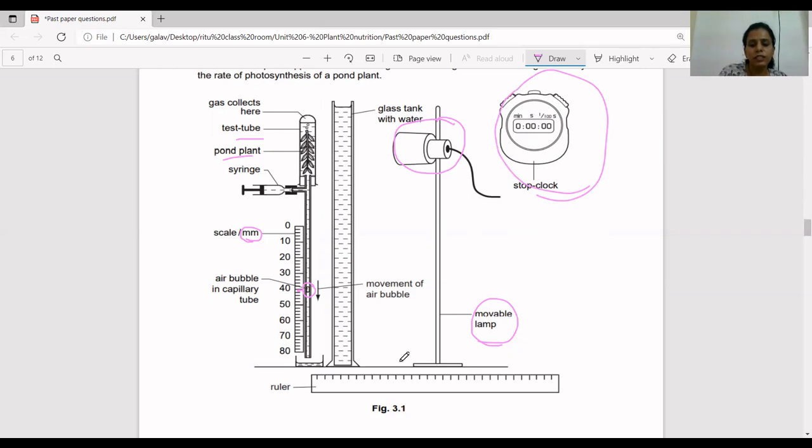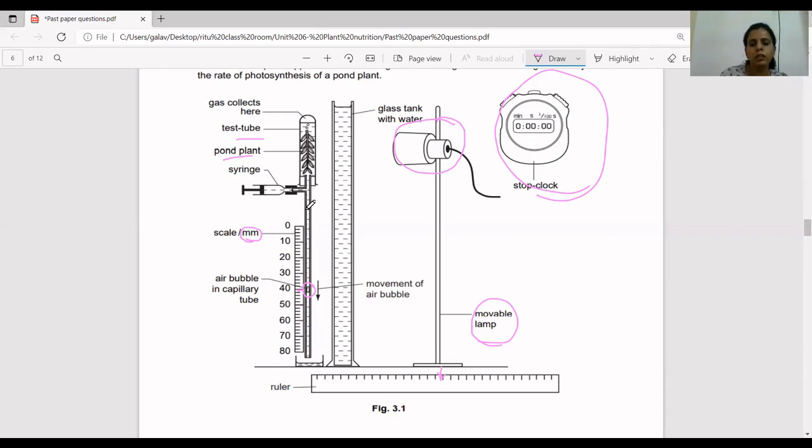Because at every distance, for example, in the beginning, if the lamp has been kept at maybe 20 millimeter, and later on at 40 millimeter, then 60, 80, 100 millimeter, at every distance of the lamp from the plant we have to take the readings for a fixed amount of time. We have to take readings for exact minutes or exact seconds. That's the reason we are using the stop clock here.